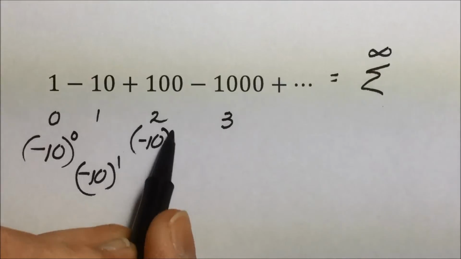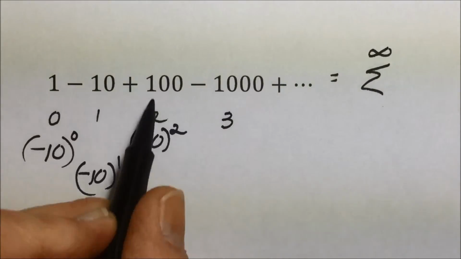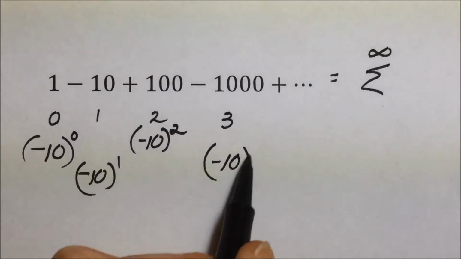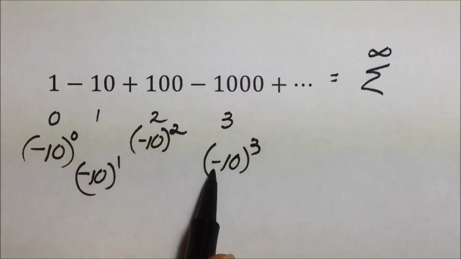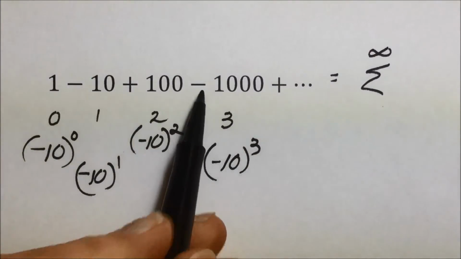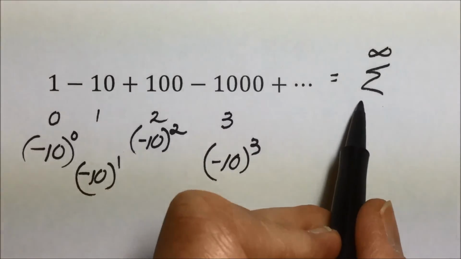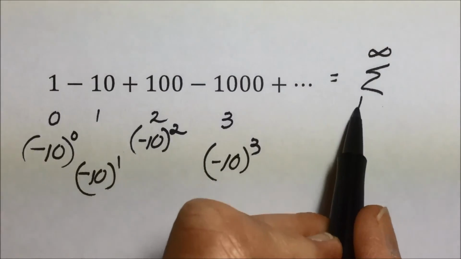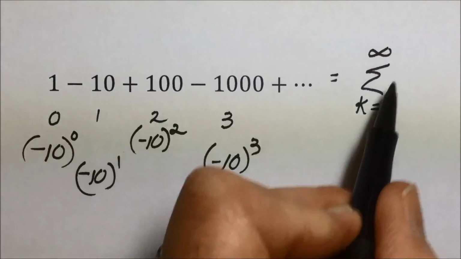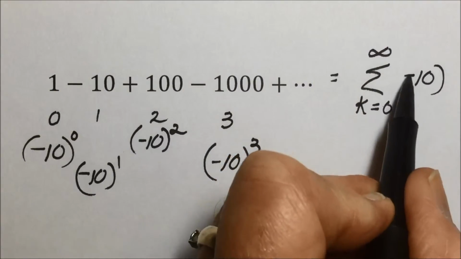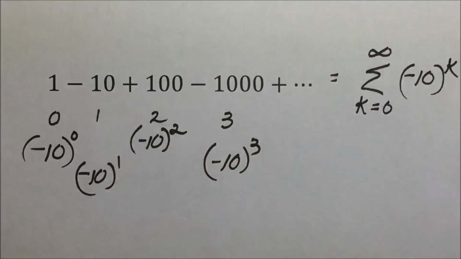Negative 10 to the second power, a negative times a negative is positive, that works. And if we have negative 10 to the third power, 3 negatives result in a negative, and 10 to the third power is 1,000. So here we're starting at a k of 0, and it works out that the rule then is negative 10 to the k power.